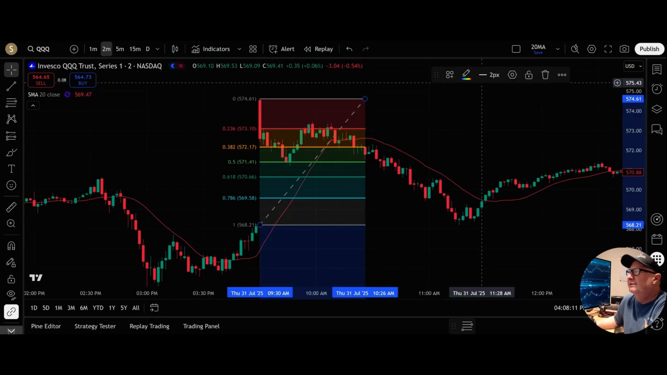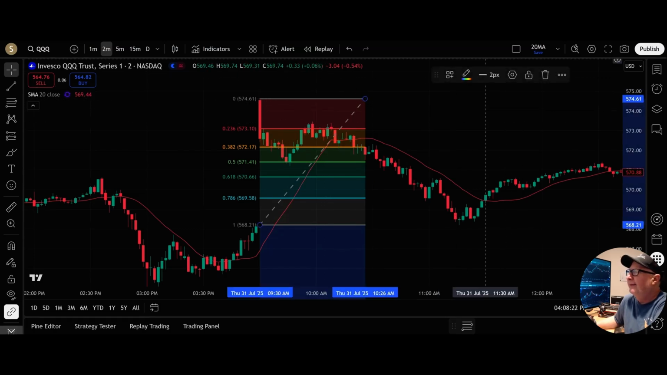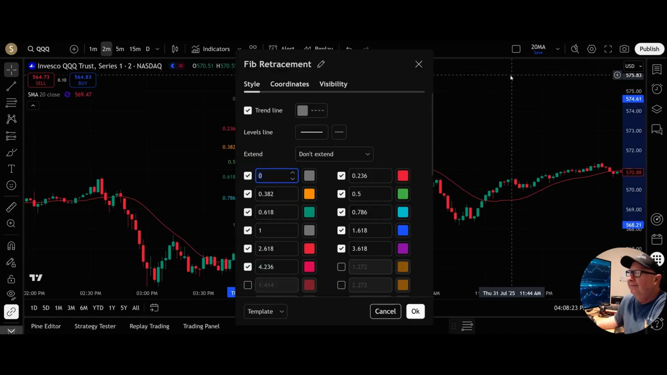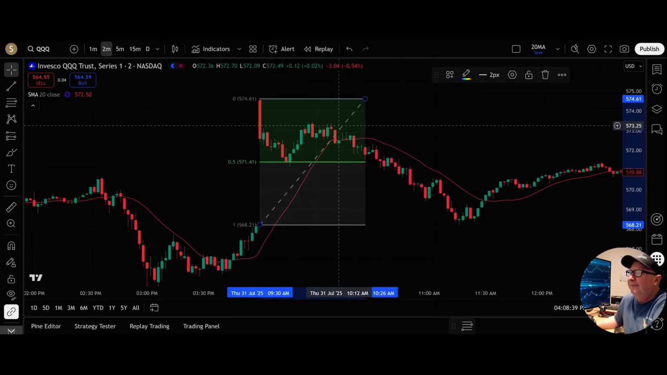We're going to make this super simple. I'm going to go to settings. I still have this clicked. If I click off, the settings disappear, but I can click back in. I can go to settings and literally click off everything except for the 1, the 0.5, and the 0, and just hit OK. And now I've got my 50% line.